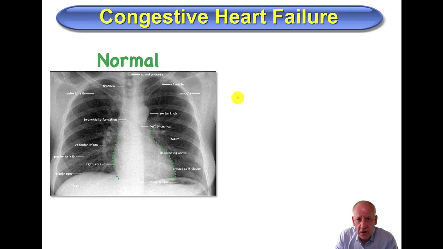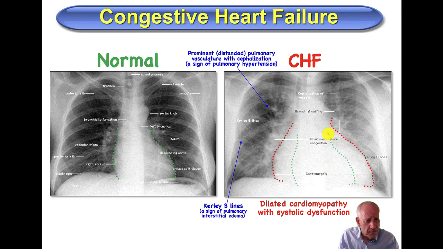The term cardiomegaly refers to an enlarged heart, and this term can reflect either dilation of one or more of the heart chambers or hypertrophy of the ventricular walls. This chest film on the left is taken from a normal healthy individual, and the silhouette of the heart is outlined in green. The chest film on the right is from a patient with severe long-standing CHF.